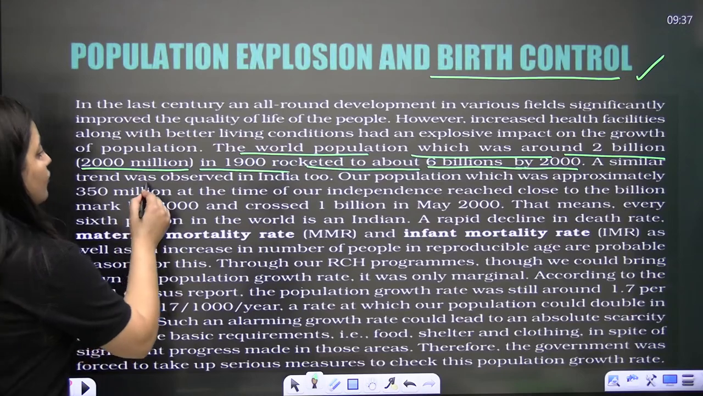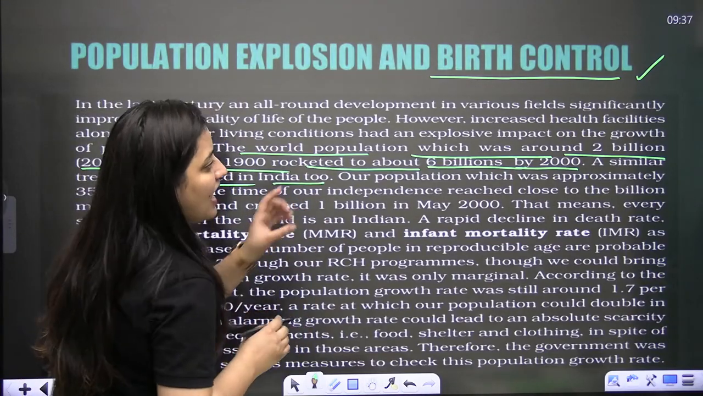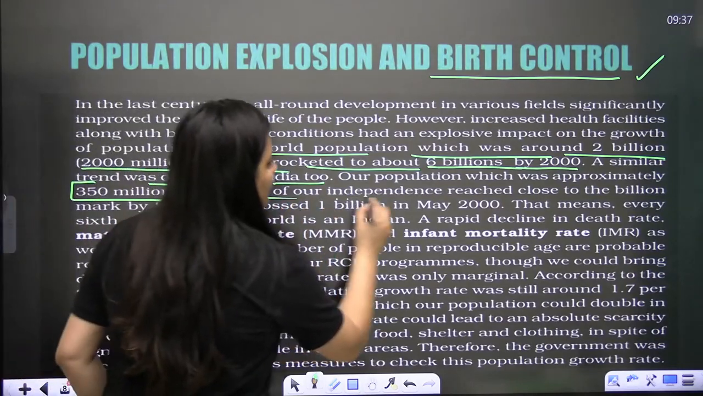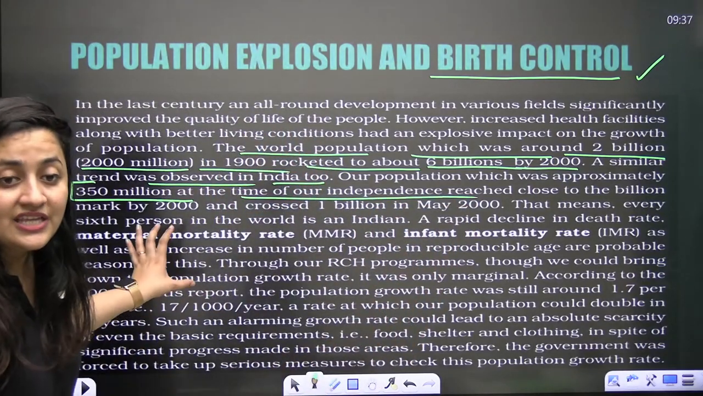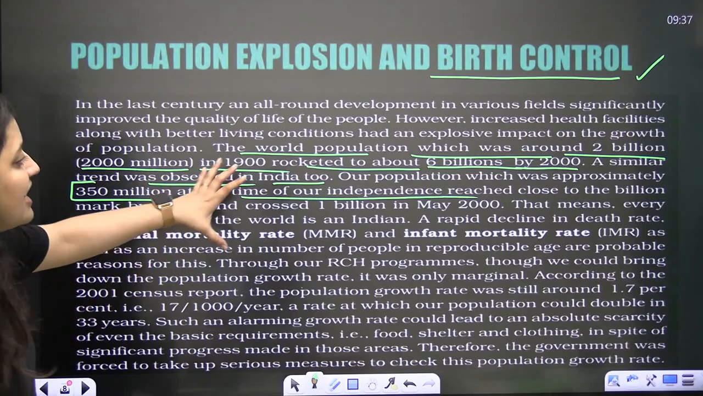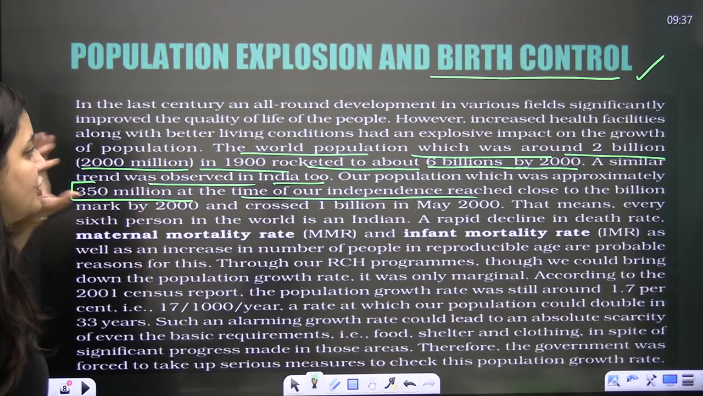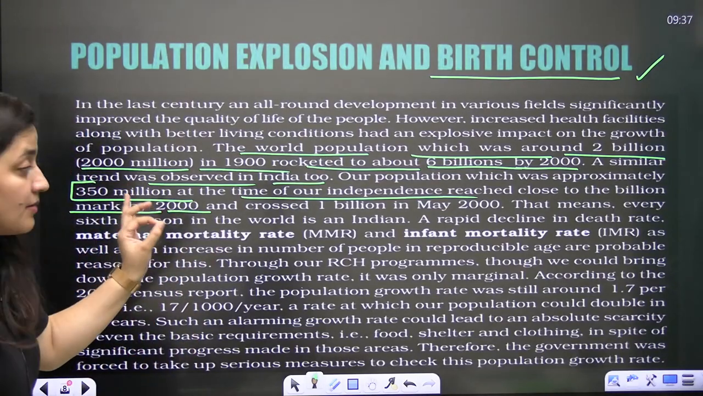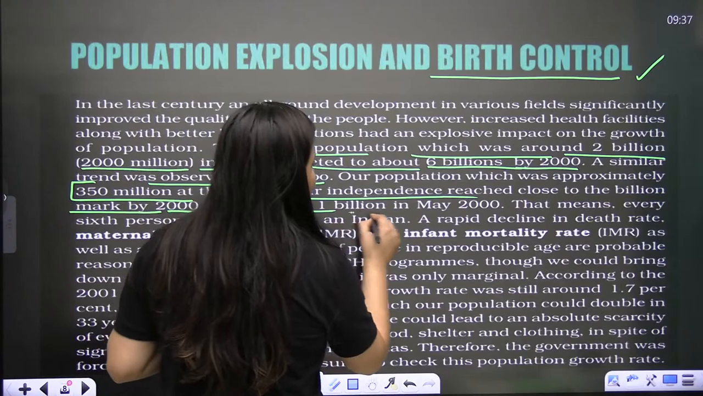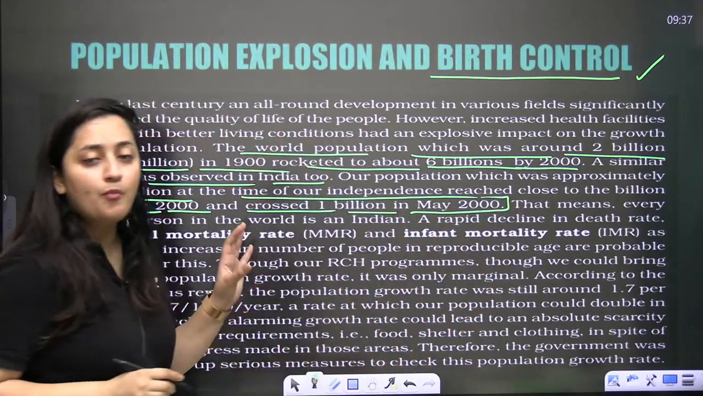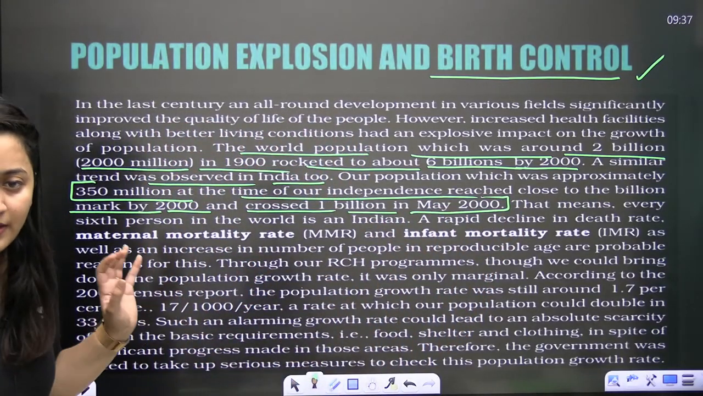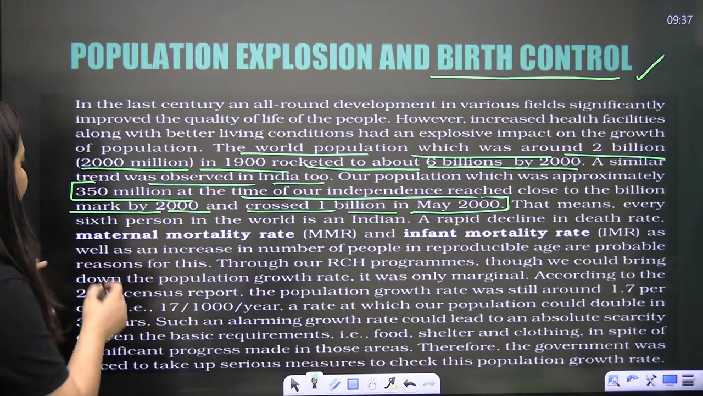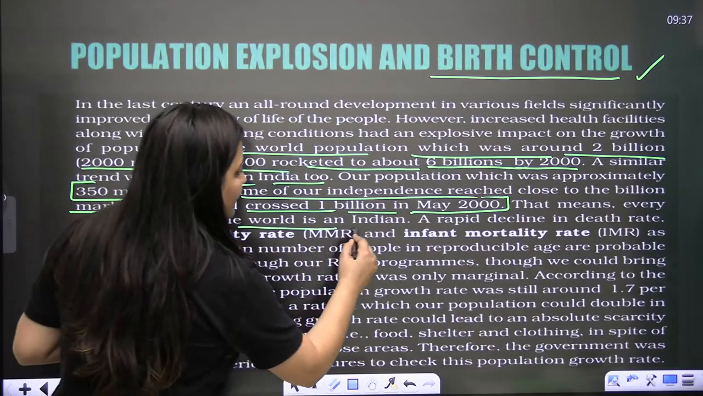A similar trend was observed in India. Our population, which was approximately 350 million at the time of our independence, reached close to the billion mark by 2000 and crossed 1 billion in May 2000. This is important. You need to mark it. So that means every sixth person in the world is an Indian.